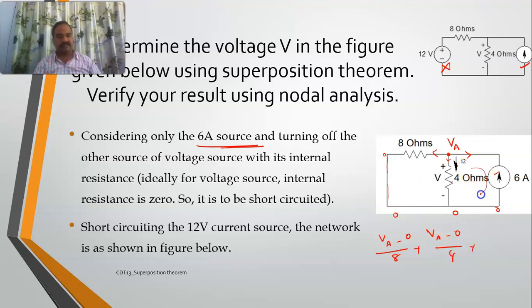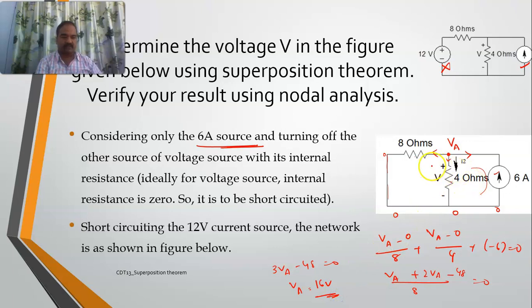See, in this path there is directly a current which is incoming. So I will take it as minus 6 is equal to 0. So LCM is 8. I'll get VA plus 2VA minus 48 is equal to 0. So this is 3VA minus 48 is equal to 0. VA is equal to 48 by 3. It is 16 volts. So now what is the voltage drop across here?